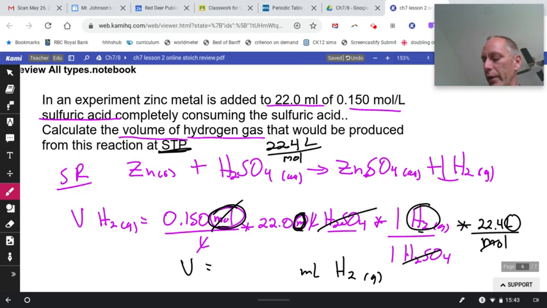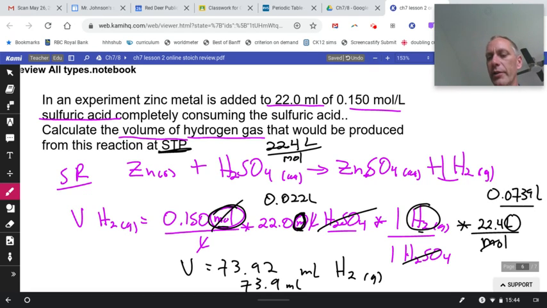Volume equals everything on the top divided by everything on the bottom, and we get 73.92 milliliters, 3 sig digs, 73.9 milliliters of hydrogen gas. If you had converted this to liters, your final answer would be 0.0739 liters, which is the same thing, just not in milli.